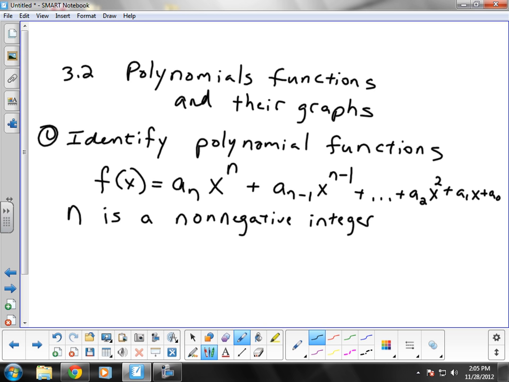So it can't be like the square root of x. That's not an integral exponent. It has to be like x to the first power, x to the second power, x to the third power, x to the fourth power. It's got to be just an integer. Y'all know what an integer is, right? And it can be like -2 or -4 for it to be a polynomial. Now, we can have those things, but they're not considered polynomials.